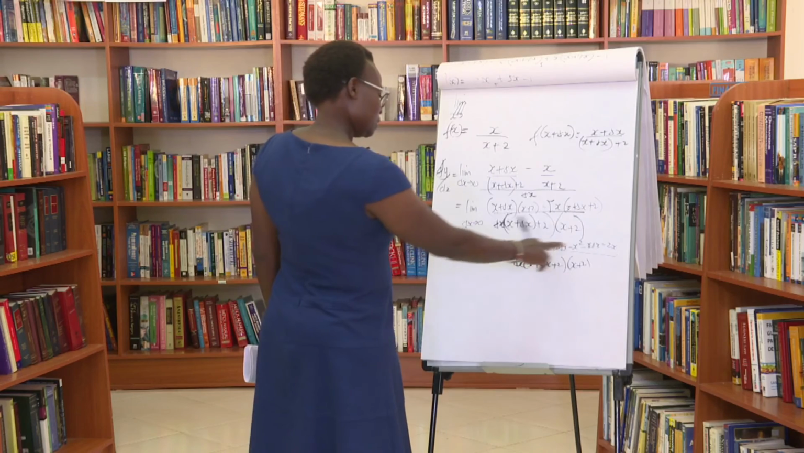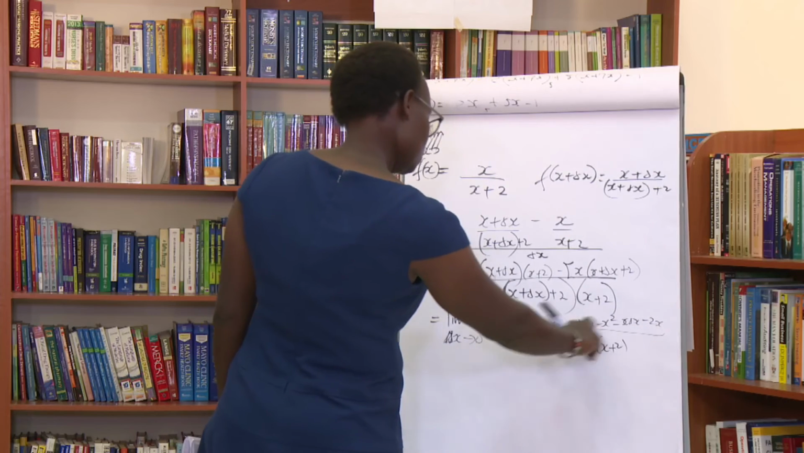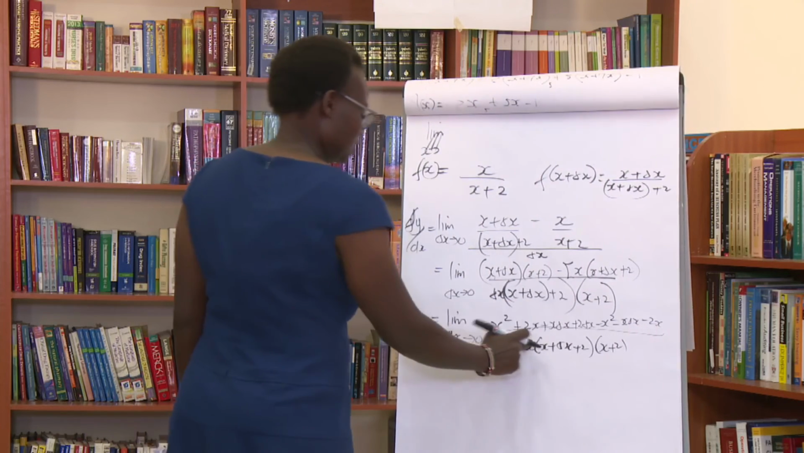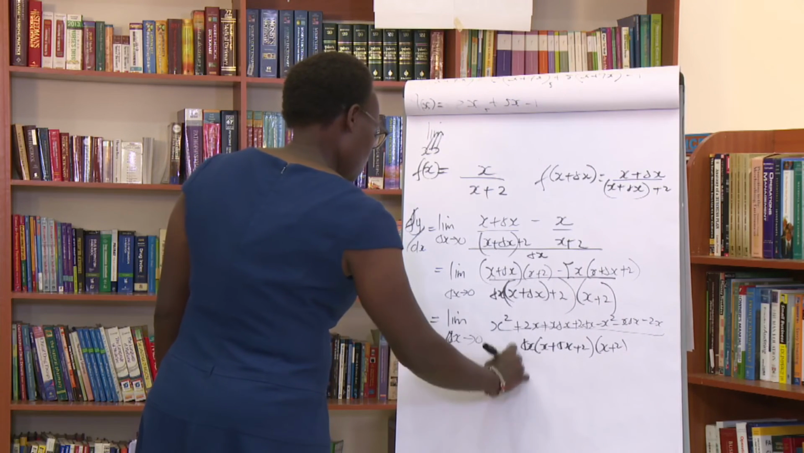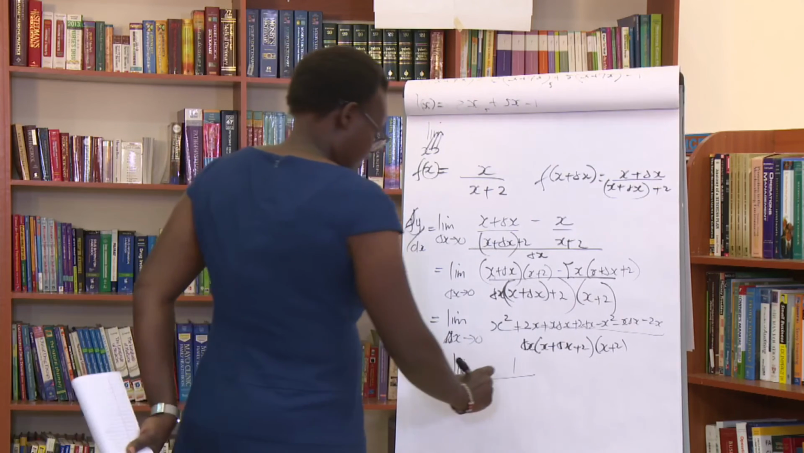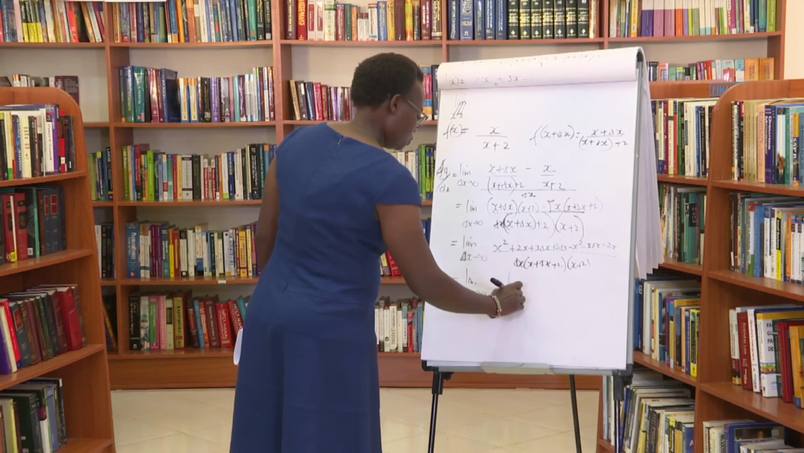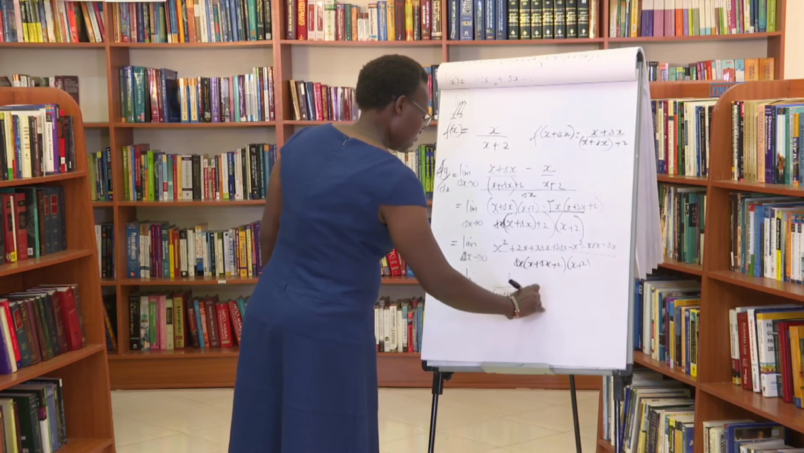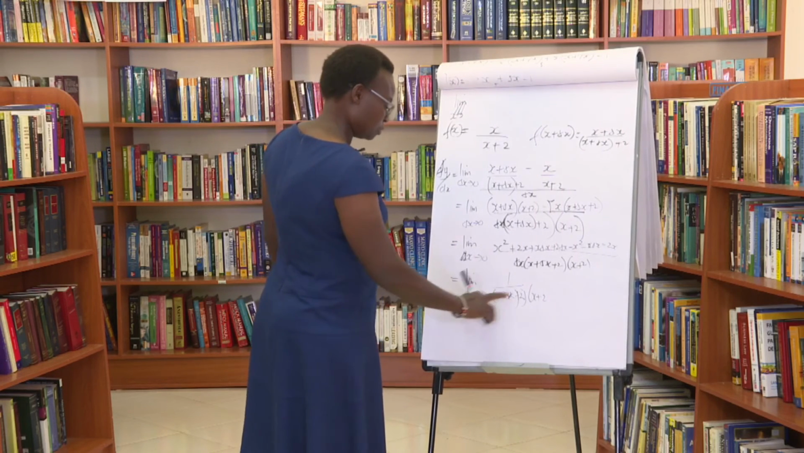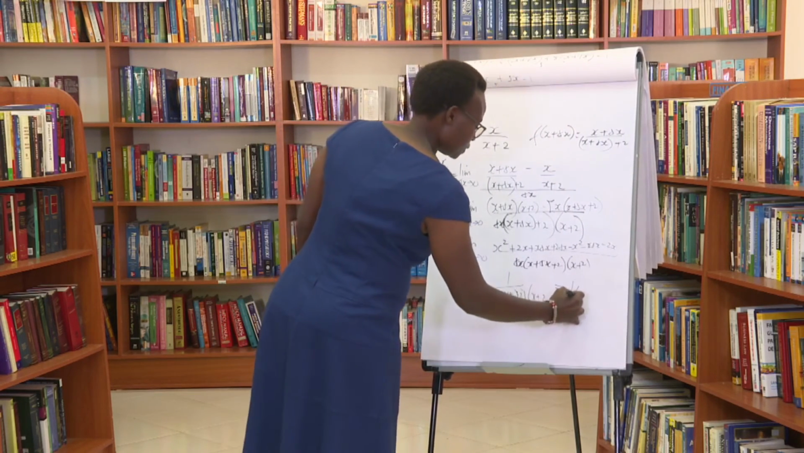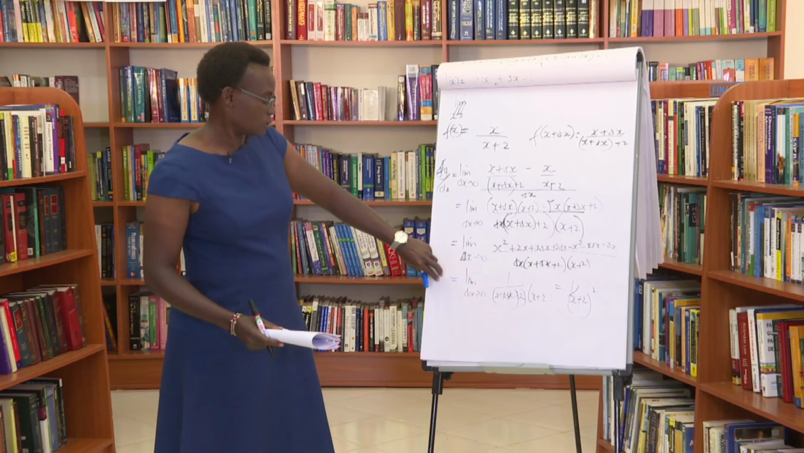So then x squared will go, 2x will go, x change in x and x change in x will go. So what remains here is 2 change in x minus 2 change in x... change in x and change in x will cancel. So this will give us limit as change in x tends towards 0, 1 over x plus change in x, x plus change in x plus 2, into x plus 2. And then change in x is tending towards 0, so that will be 0. So that will be x plus 2 into x plus 2, which will give us 1 over x plus 2 squared.